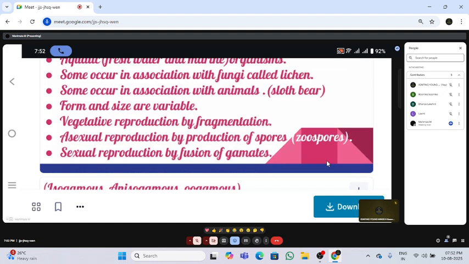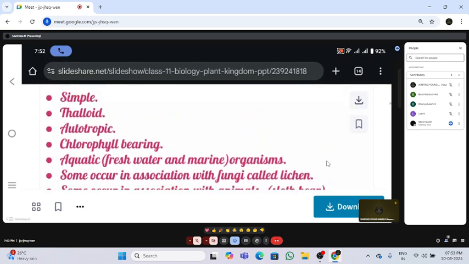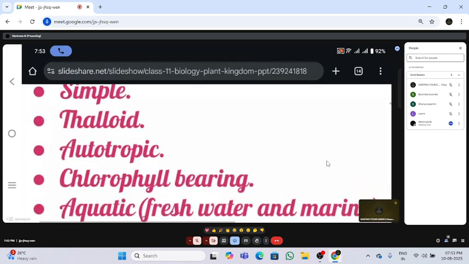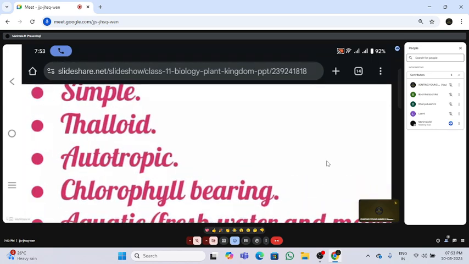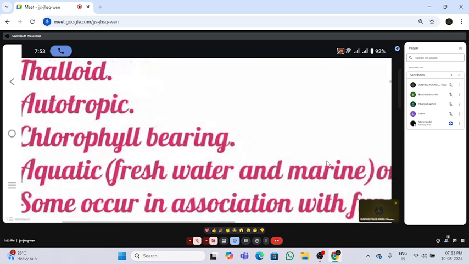The plant body is thallus. The plant body is thalloid. I have mentioned, see, thalloid. The plant body is thalloid. Okay. And chlorophyll, the main chlorophyll, is also present.